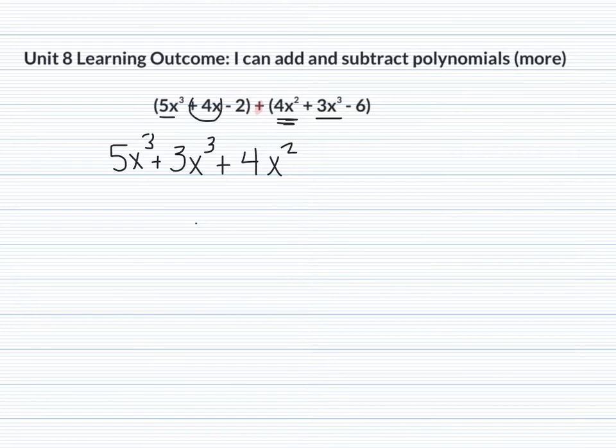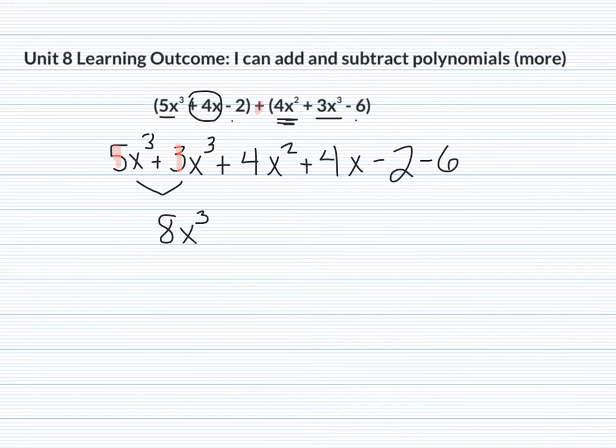I see a 4x plus 4x. And then finally I've got minus 2 and minus 6. So minus 2, minus 6. So that got messy. All right, so then it's just a matter of adding those like terms. Remember, when we add, the exponents do not change, only the coefficient, the number in front. That's going to be the thing that changes. So 5 plus 3 is 8x to the third.